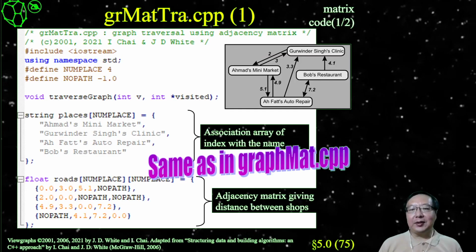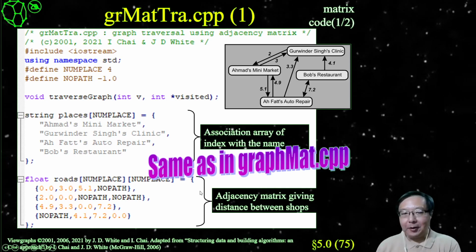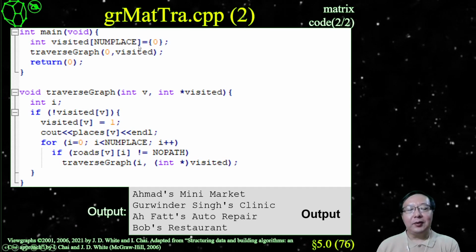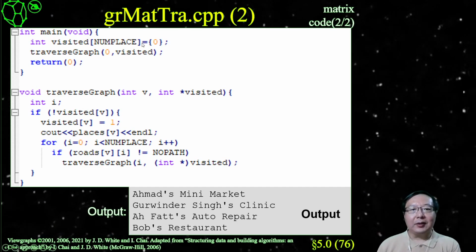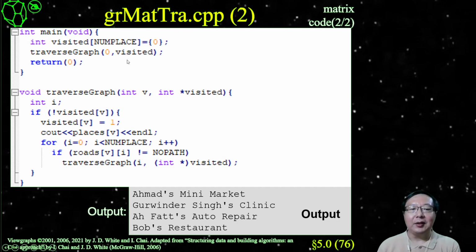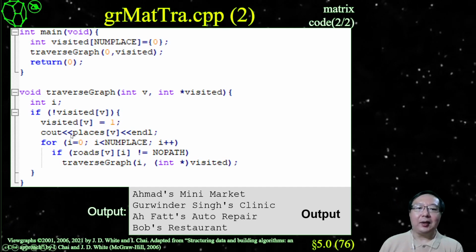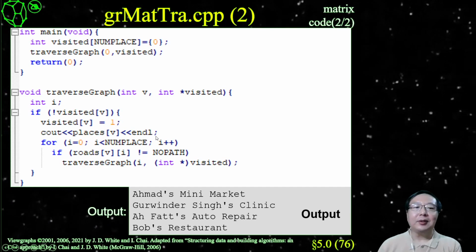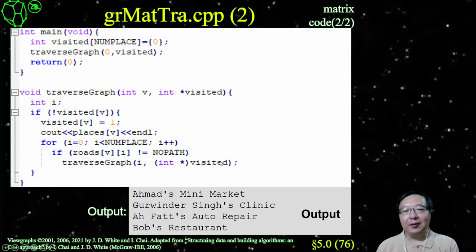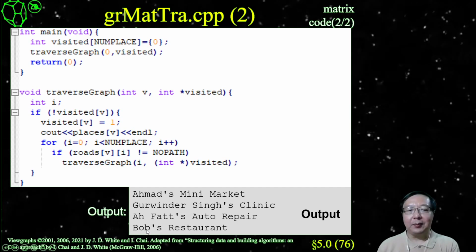Here is the traversal. This part is the same as in graphmat.cpp. It's setting up the same graph. Then here we have the traverse graph. Okay, so we start from 0. That means everything is not visited yet. Then we traverse the graph starting from 0, and if the place has not yet been visited, then we visit it and we do our processing, which in this case just prints it out. Then I go through all the places and check if there's a path, then I visit that place. So the output will be Ahmad's Mini Market, Govinda Singh's Clinic, Afat's Auto Repair, and Bob's Restaurant.